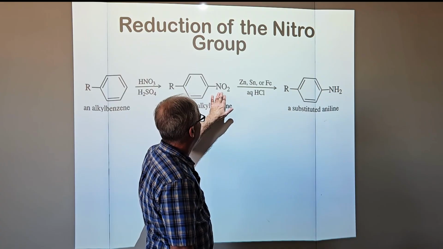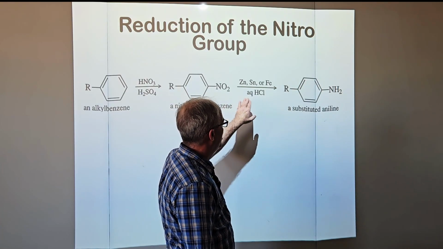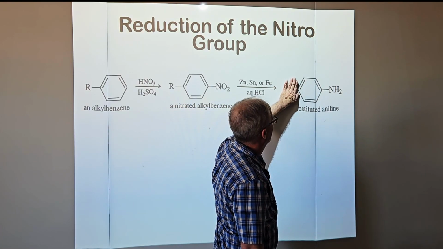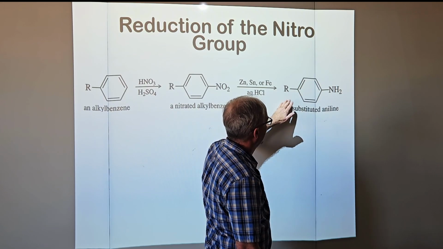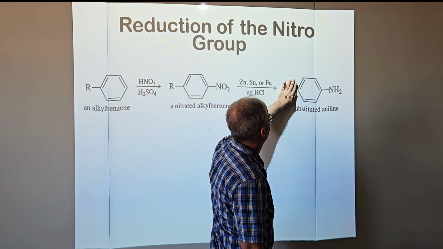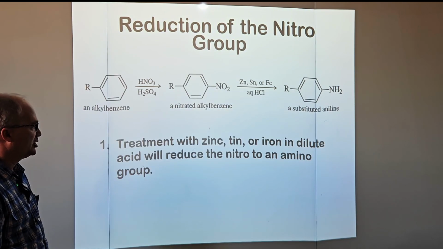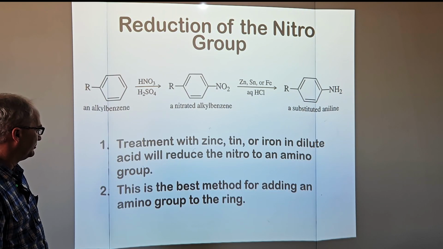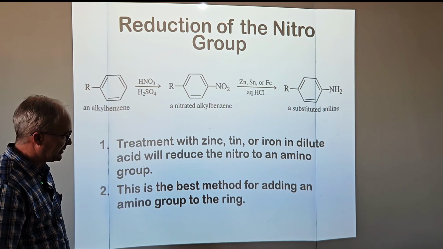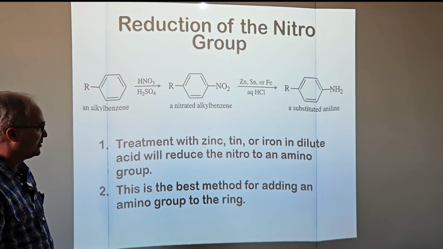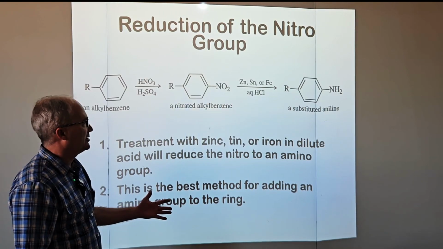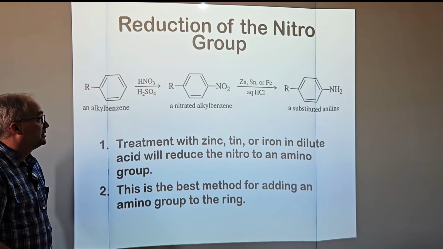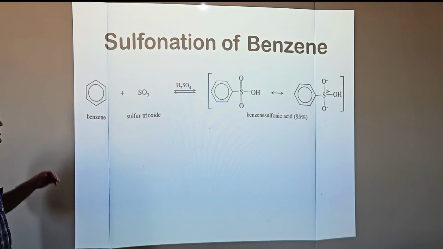So once we get a nitro group on a benzene ring, we can use these metals in the presence of acid and reduce this. If there was just a hydrogen here, we'd call this aniline. So we can reduce a nitro group to an amino group. And this is the best method for adding an amino group. You can't do it directly. You got to nitrate it and then reduce the nitro group.